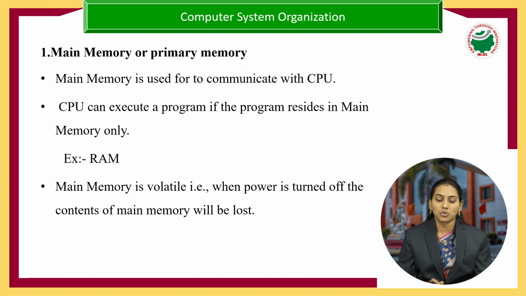The CPU can execute the program only if the program resides in main memory. For example, RAM means random access memory. Main memory is a volatile memory. When the power is turned off, the contents of memory will be lost.